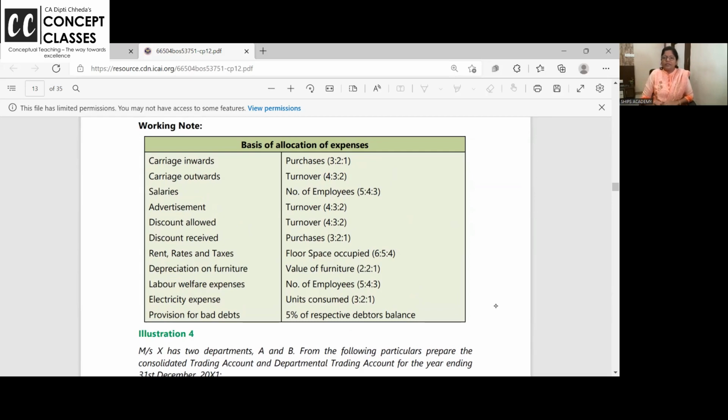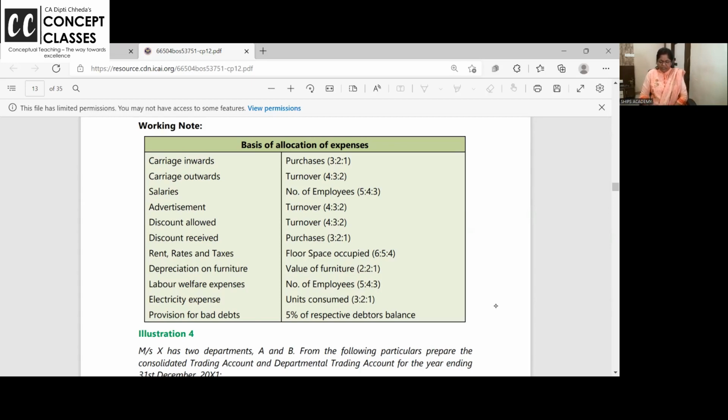Carriage inward is based on purchases. Carriage outwards on sales. Salaries based on number of employees. Advertisement based on turnover. Discount allowed based on turnover. Discount received is related to purchases. Rent and all according to the space, floor area.